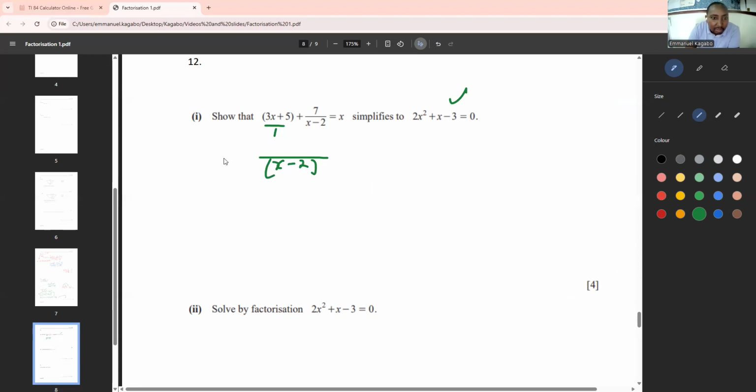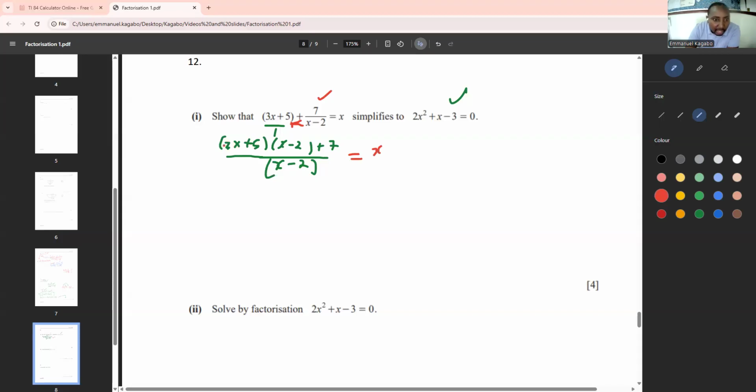Now, what about this one? It's going to give me 3x plus 5 altogether here, and then x minus 2, and then plus 7. Do you see that? Because it's x minus 2 divided by 1, that's why I have this one here. You can even do it this way if you want. Then 1 times that, so then equals x. Are we together, guys? Good.